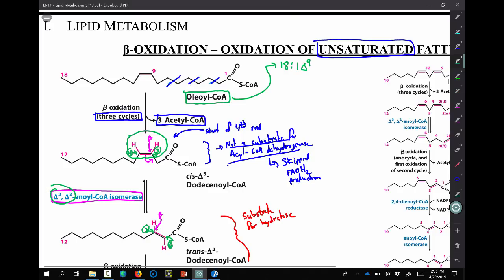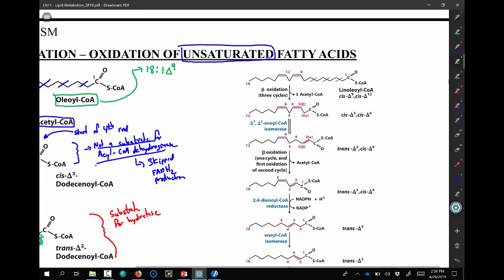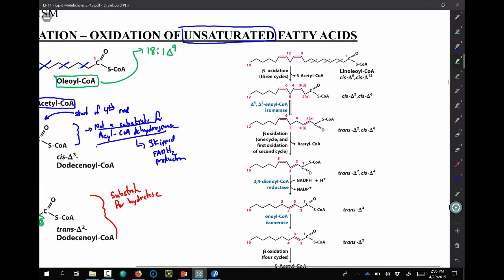Other questions? Okay, let's complicate it. Why not? Some of you say, oh yes, that's what you need in biochemistry. That sentence scared you right there. Let's complicate it. I'm going to do it anyway because it has to be done. So now what we're going to do is look at linoleoyl-CoA, which is essentially the same fatty acid that we looked at except for an additional double bond. 18:2 delta 9,12. Now we've got a double bond starting at the 9th carbon and the 12th carbon.